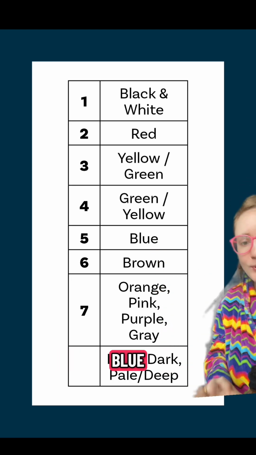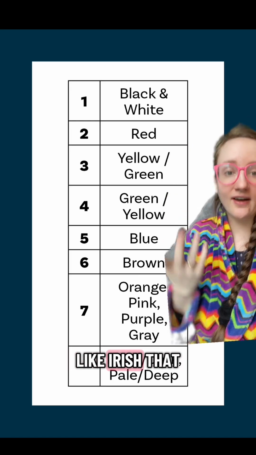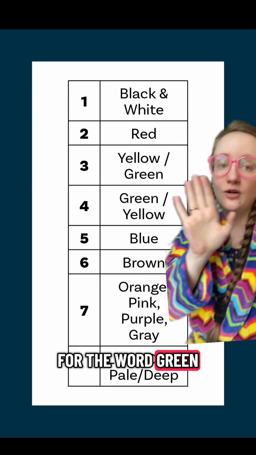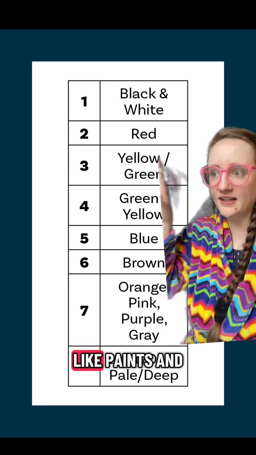Light blue, dark blue, pale red, deep red. Some languages deviate from this slightly, like Irish that has two words for the word green, one of which means natural greens like plants, and the other one means artificial greens like paints and dyes.